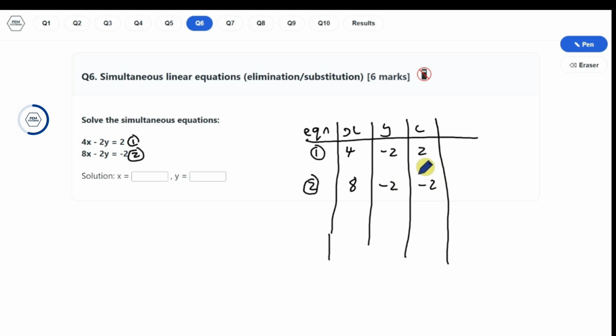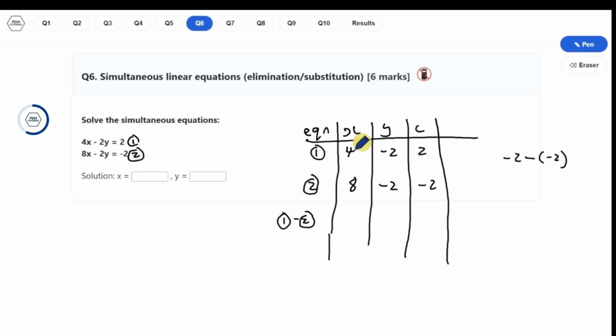So we want to eliminate the y terms, so we can see here we have minus 2, and we have minus 2 here for the y terms. So if we do minus 2 minus minus 2, that gives us 0. So we want to do equation 1 take away equation 2. Okay, so here minus 2 minus minus 2 is the same thing as adding. So 2 minuses mean adding, so that is minus 2 plus 2, which is 0. So we want to subtract.